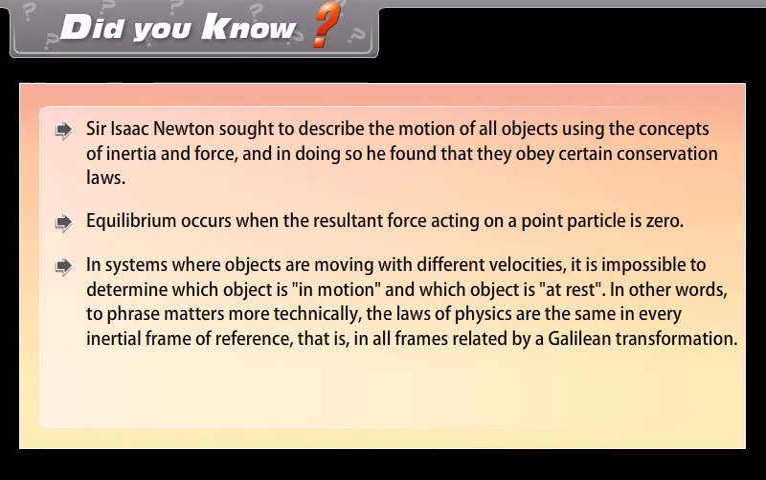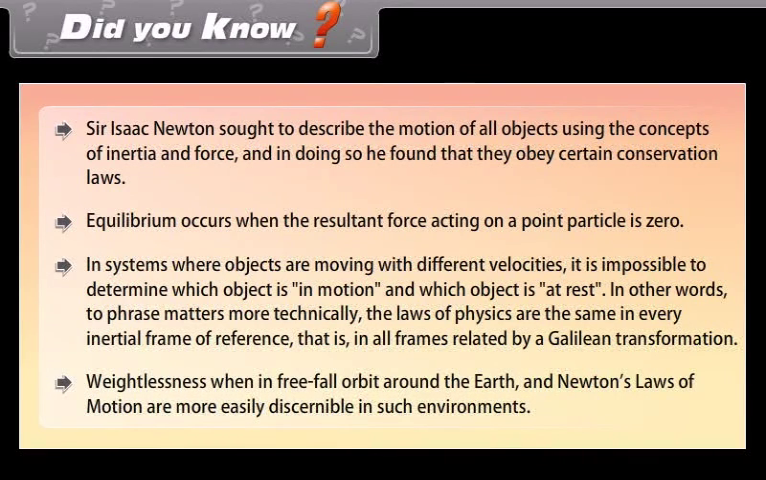In systems where objects are moving with different velocities, it is impossible to determine which object is in motion and which object is at rest. In other words, to phrase matters more technically, the laws of physics are the same in every inertial frame of reference, that is, in all frames related by a Galilean transformation.